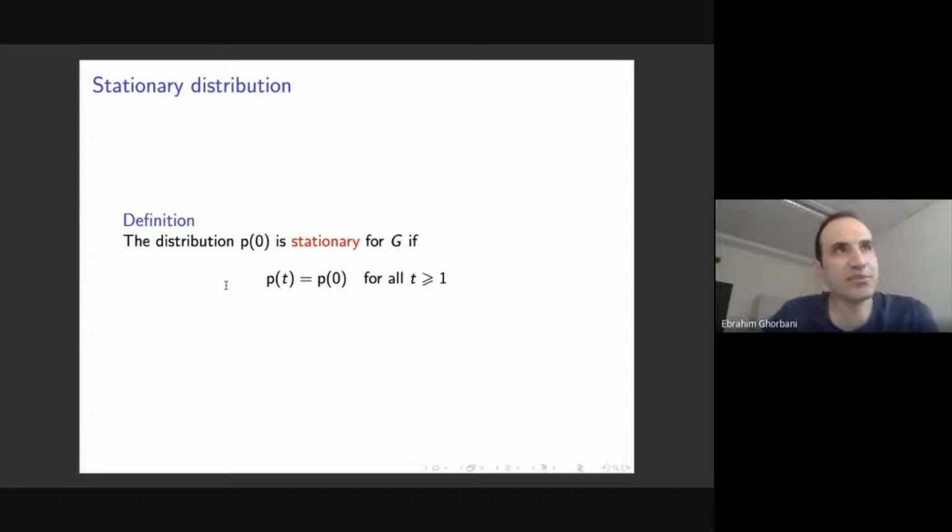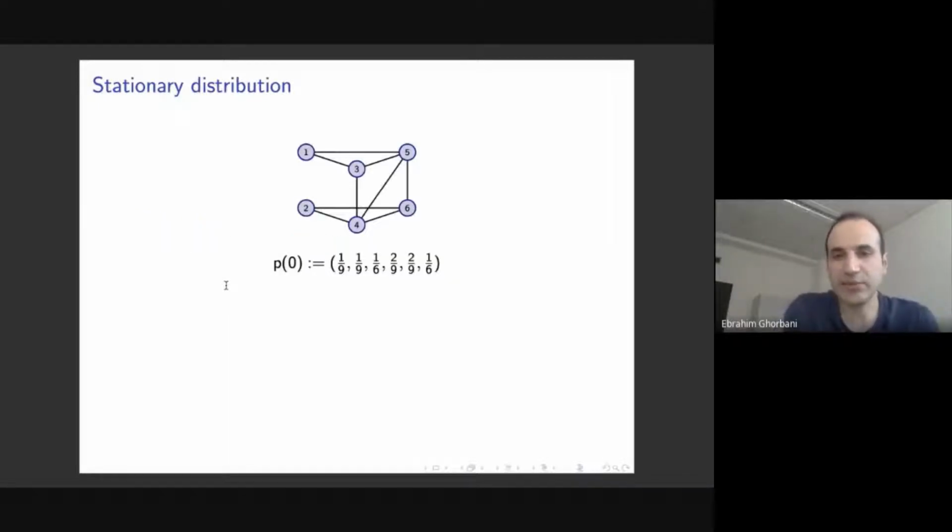For our graph, we might have a distribution that remains the same at each step. Such a distribution is called stationary. So if the initial distribution p0 is chosen such that at any other step the distribution remains the same, then that distribution is called stationary. For example, for this graph, this distribution is stationary because this is p0, we can compute p1 by multiplying by P, and we see that it remains the same, and also the other ones. So this distribution is stationary.